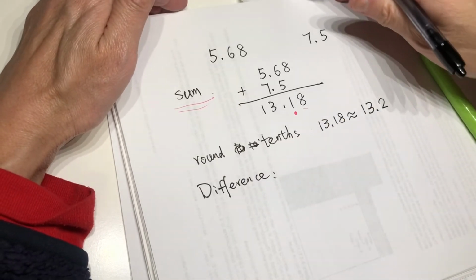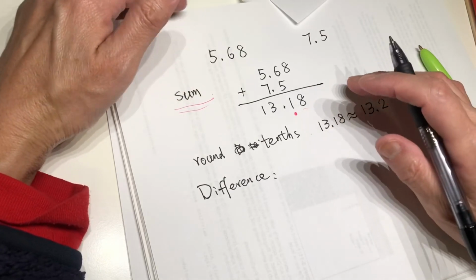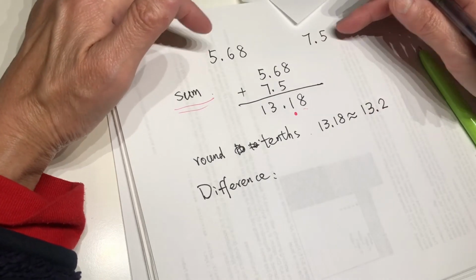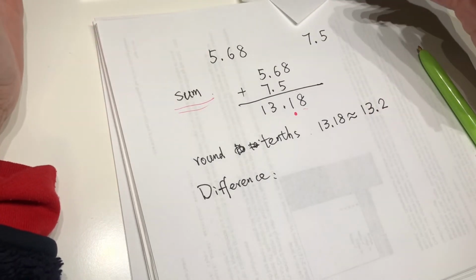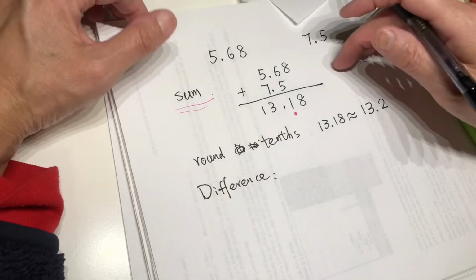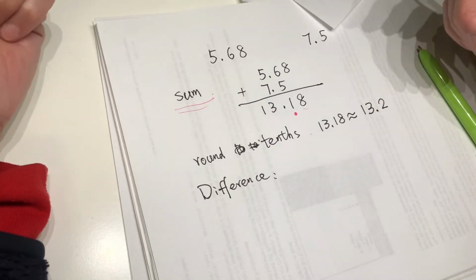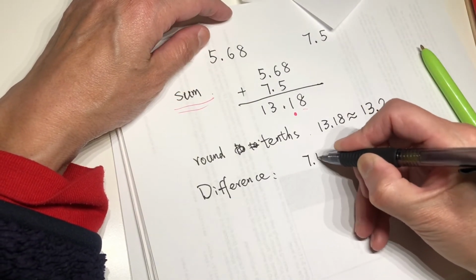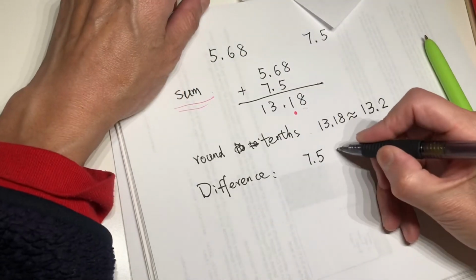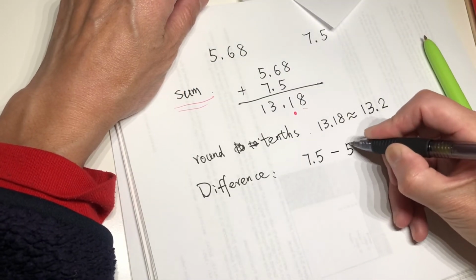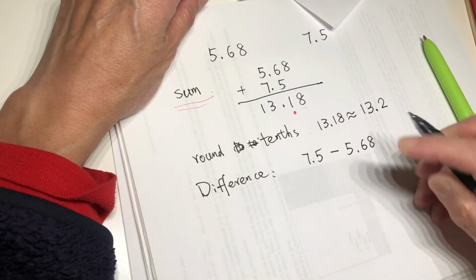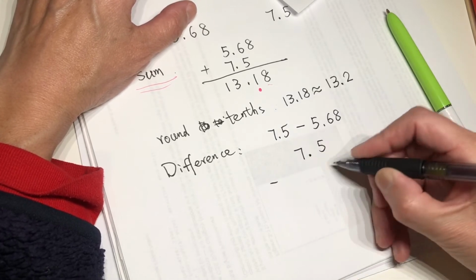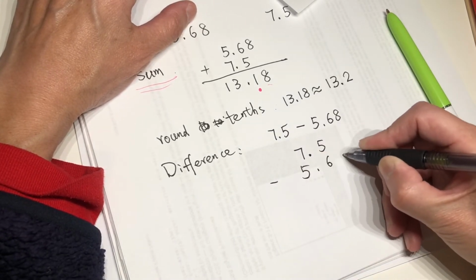Okay, the teacher not only asks us about the sum, but also about the difference. In 4th grade, we have not yet learned about negative numbers. When we see difference, just look at these two numbers. There is no order of who is first or second. The bigger one goes first, takes the lead. So 7.5, 7 is bigger than 5. So 7.5 minus 5.68.